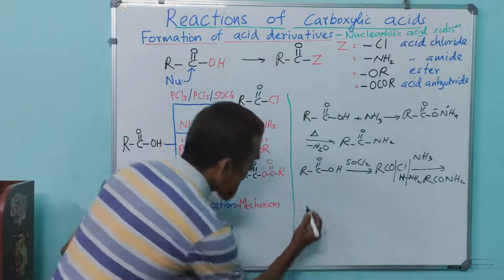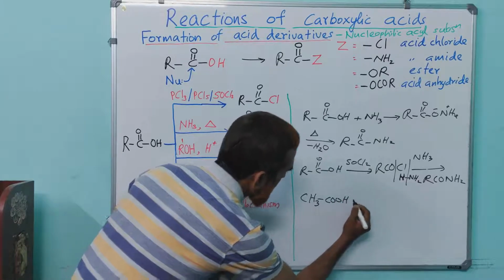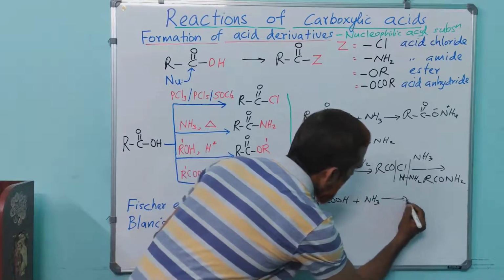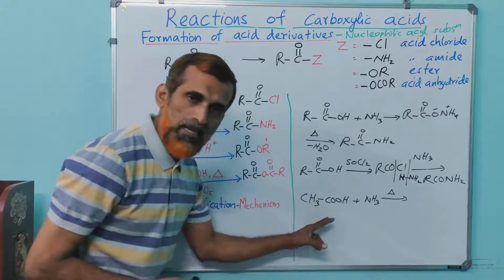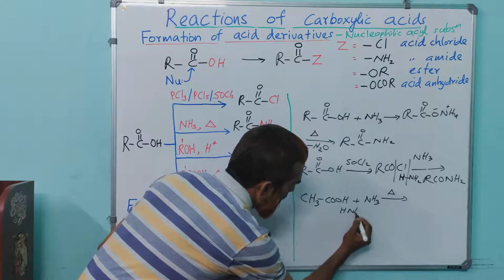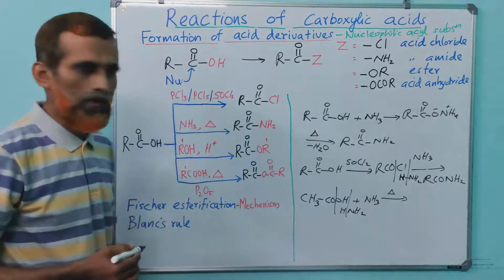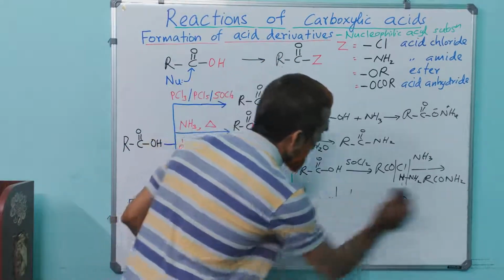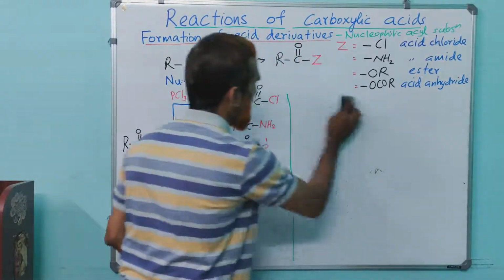You can write a specific example. What is the reaction when acetic acid is treated with ammonia and heated? Predict the product. Very simple. You will be getting acid amide. And what is the byproduct here? If it is carboxylic acid, it will be water. Now coming to the third one. So you have to practice writing reactions like this.